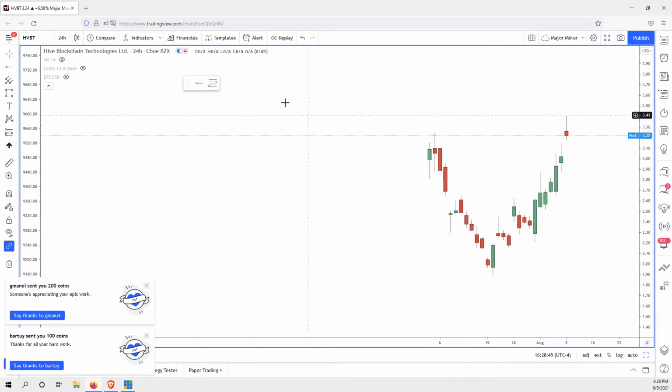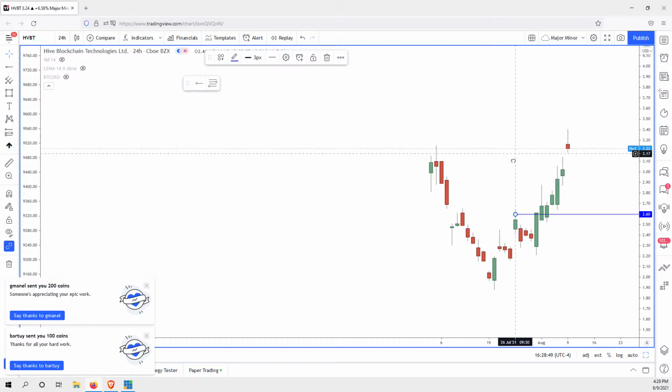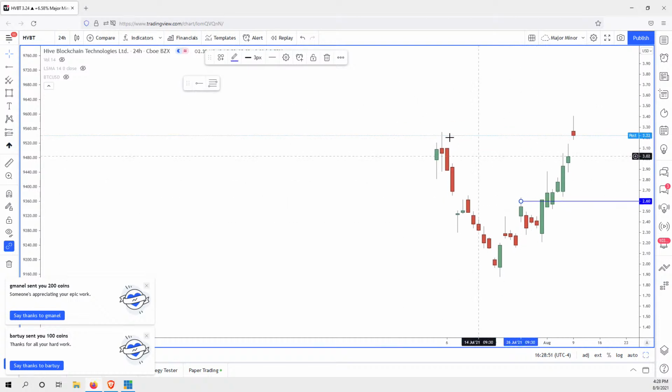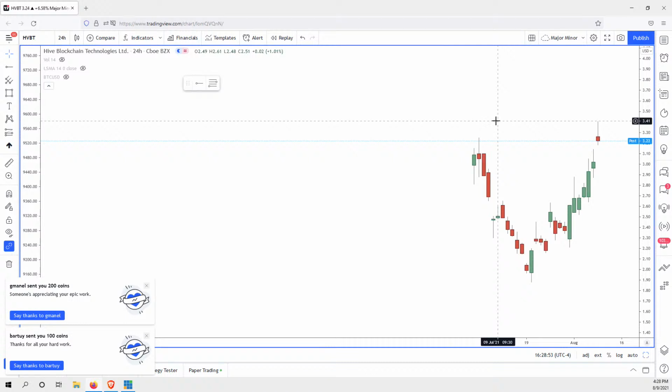I'd look for a pullback, maybe into this area here, something like that. And perhaps you get a buying opportunity somewhere around there. That would be more sensible for a swing trade. Not here. No way. So thank you for asking about that one, especially with that candle.